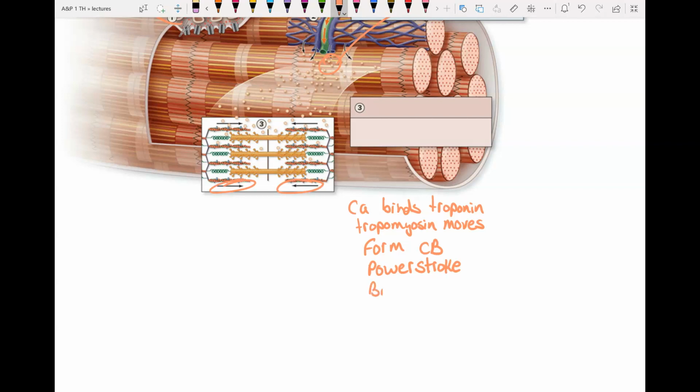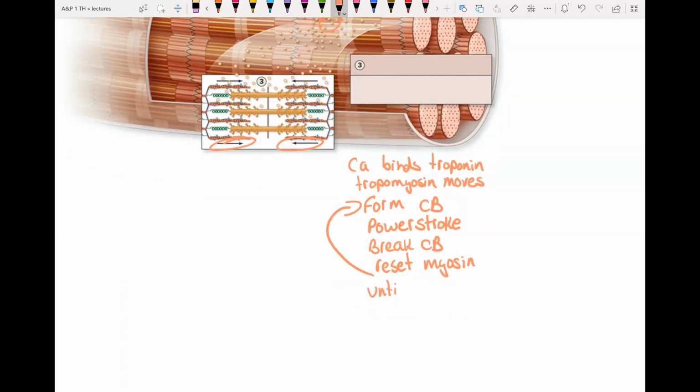Then you have to break the cross bridge, reset the myosin, and then repeat until you get the actins all the way pulled in. And then remember, the actins pull the Z discs in. And now your muscle is contracted because that sarcomere is shorter.